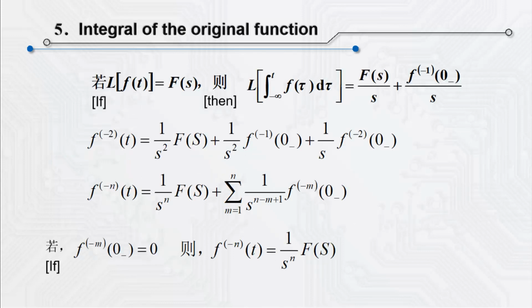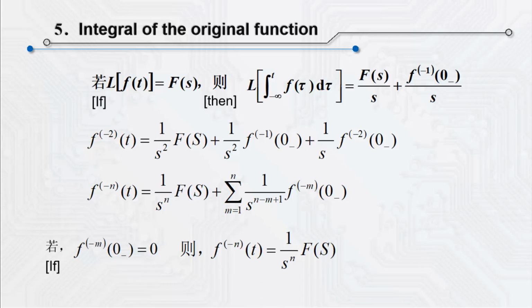Here's a look at the Laplace transformation of the original function's integrals. If the Laplace transformation of f(t) is F(s), then the Laplace transform of the integral of f(t) is F(s)/s plus the integral value at 0 negative divided by s. The second order integral of f(t) is F(s)/s squared, plus the first integral value at 0 negative over s squared, plus the second order integral value at 0 negative over s.